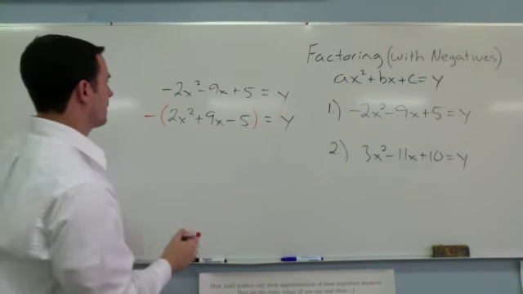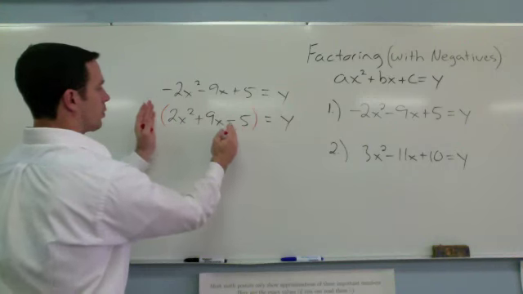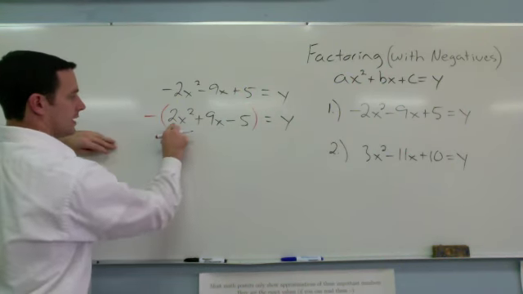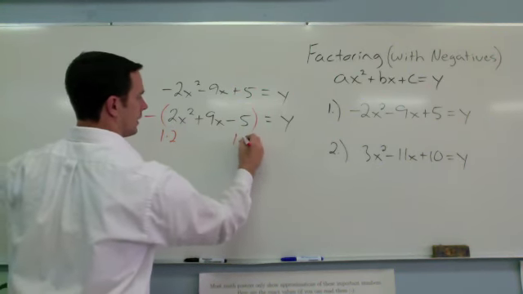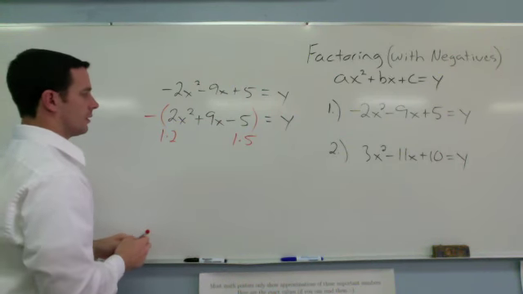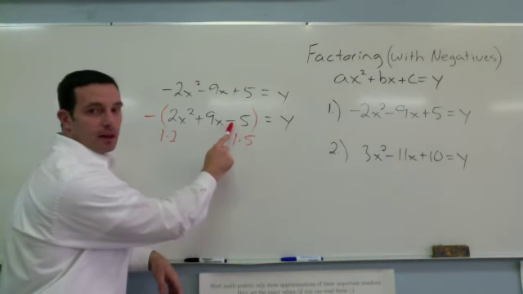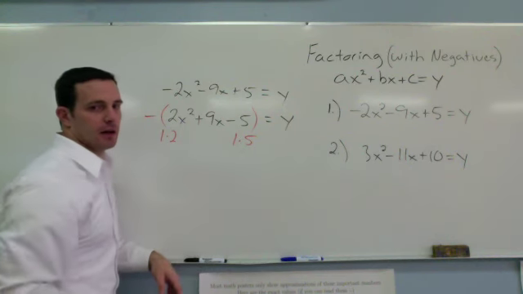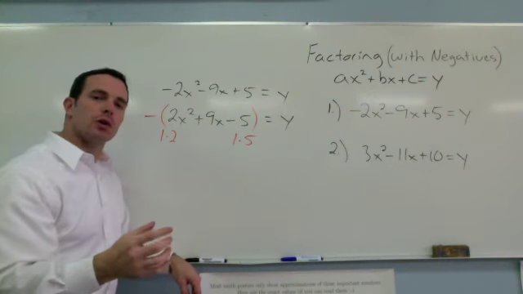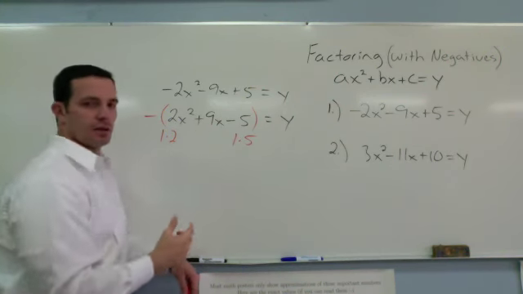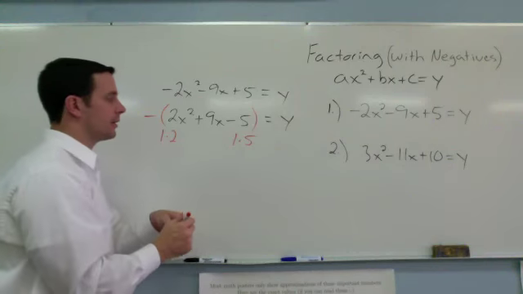From here, now you can ignore the negative. You don't have to use it now. You just go ahead and work with what's inside the parentheses. So I take the 2, factor that down to 1 and 2. Take the 5, that's 1 and 5. So I need a combination that gives me 9. As long as you have a negative in here, that means you could possibly be adding to get 9, or you could be subtracting to get 9. So you'll have to think of it both ways. Can I add the numbers to get 9, or can I subtract them to get 9?